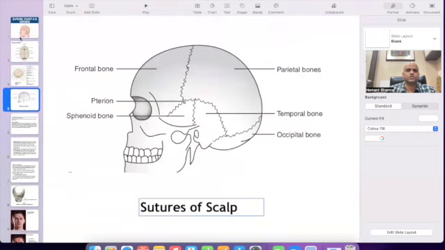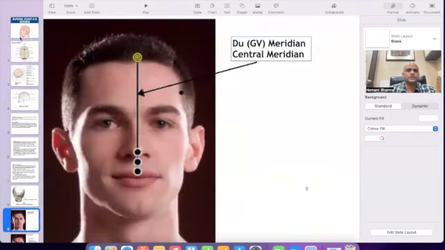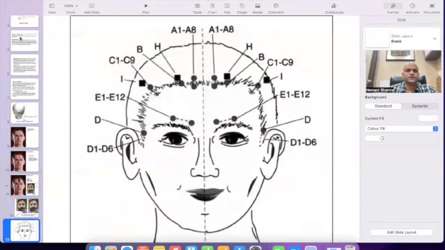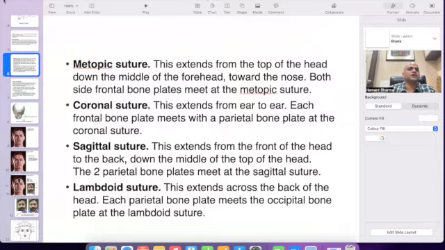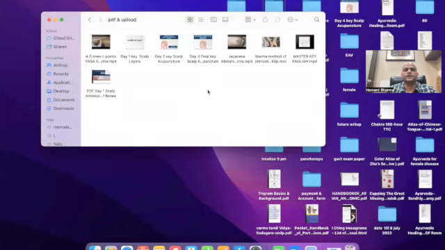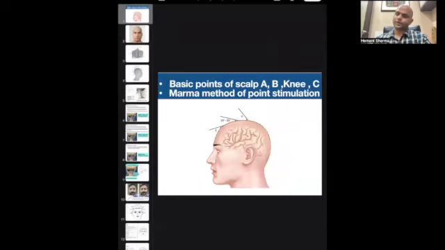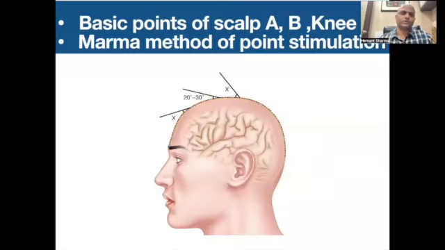We have discussed about the sutures, the description of the suture, then sensory area. Now today we are going to discuss day 4. So today we are going to discuss basic point of scalp A, B, knee, C, and the Marma method of point stimulation. In the bionic scalp acupuncture, now we are going to discuss basic points.